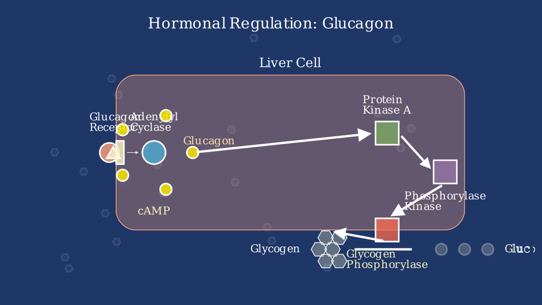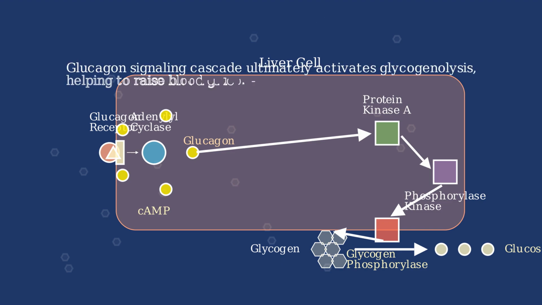Activated glycogen phosphorylase breaks down glycogen into glucose 1-phosphate molecules, which can then be converted to glucose 6-phosphate and either used by the cell or released into the bloodstream. This entire cascade ensures that when blood glucose levels are low, the liver breaks down its glycogen stores to release glucose and restore normal blood glucose levels.